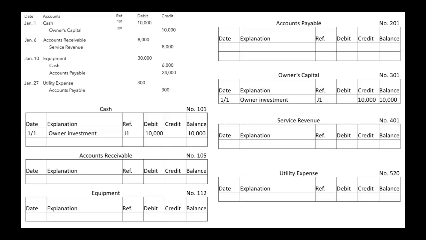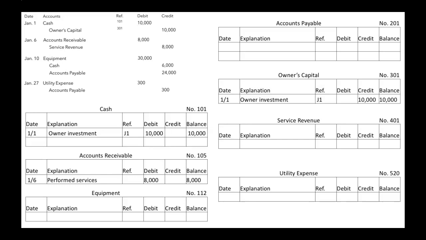Now here on January 6th, we debited accounts receivable for 8,000. So we go to our accounts receivable in our ledger and we put January 6th, we performed services and we debited our accounts receivable 8,000. So we put 8,000 in the debit column and update its balance. Its balance is now 8,000.